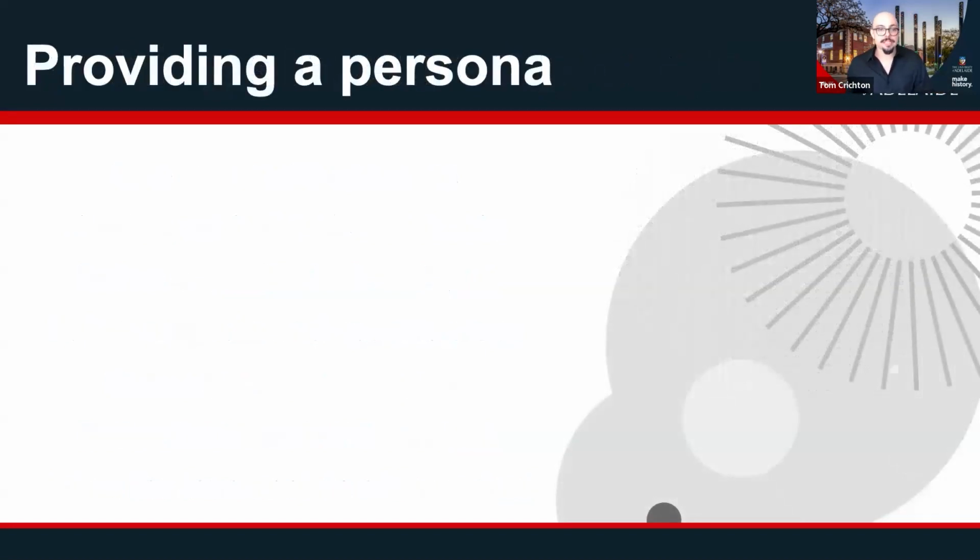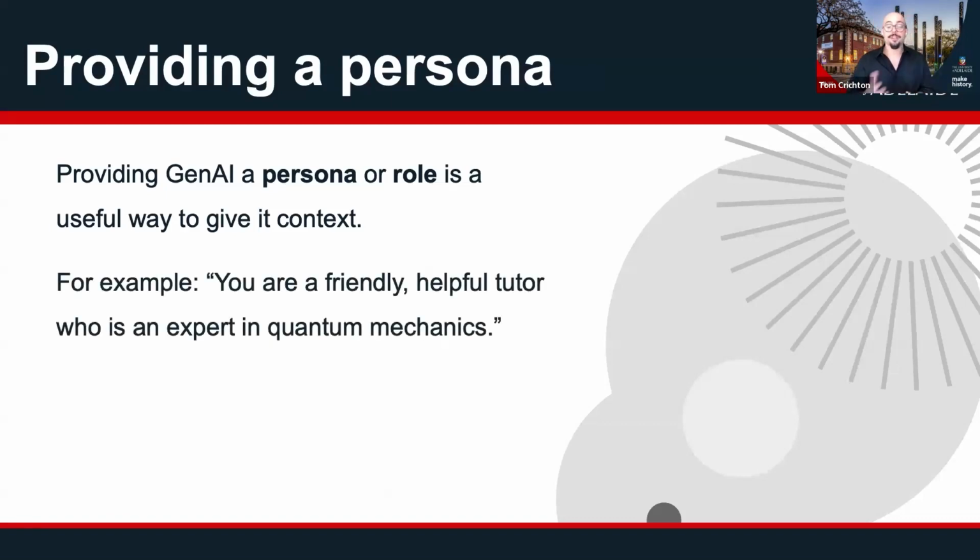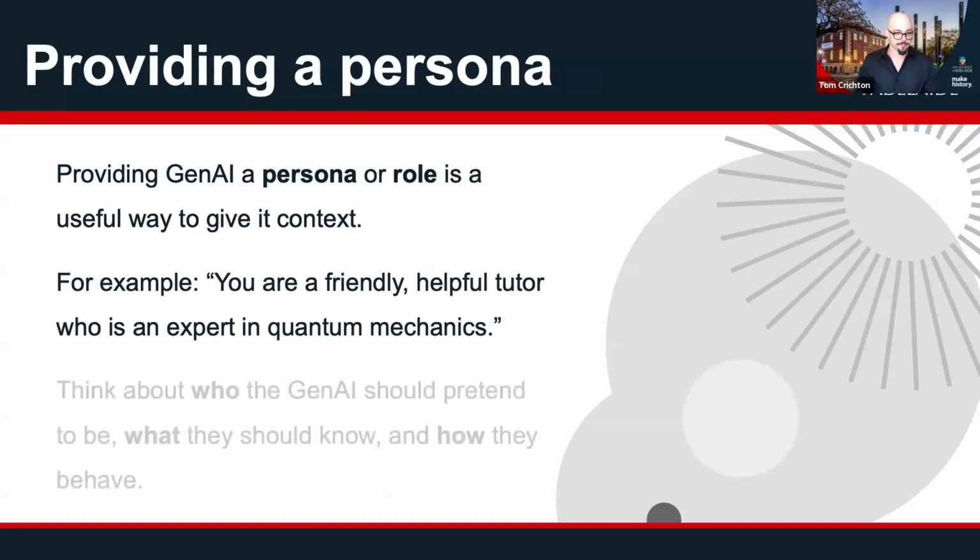So how does this work in practice? Well, let's start with providing a persona. Providing a GenAI a persona or a role to act as is a useful way of giving it context. So for example, if you wanted to learn more about quantum mechanics, you could tell it: you are a friendly, helpful tutor who is an expert in quantum mechanics. You will then find the results it gives you are more likely to be helpful. It's more likely to act almost like a tutor trying to teach you quantum mechanics than if you just launch straight into the instructions.